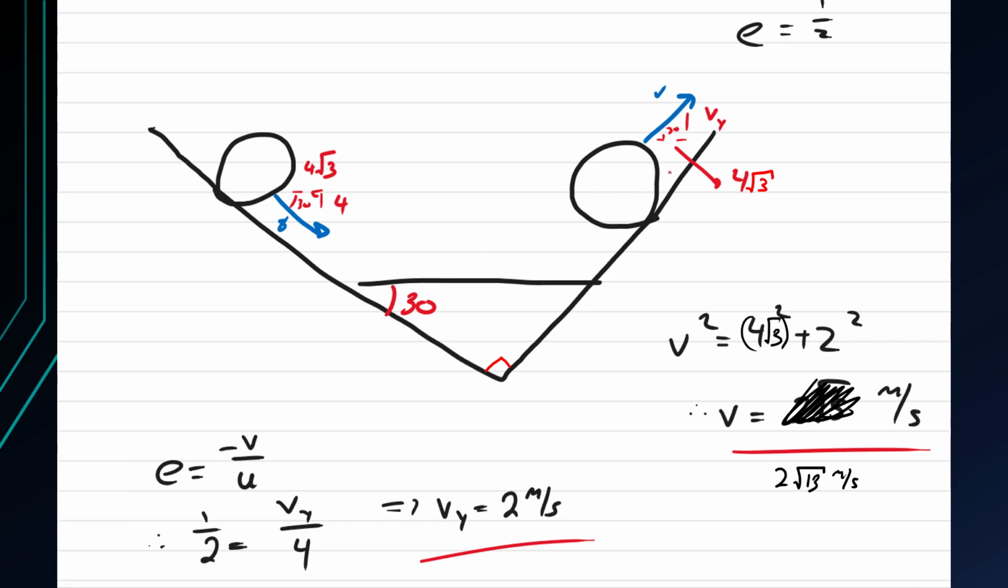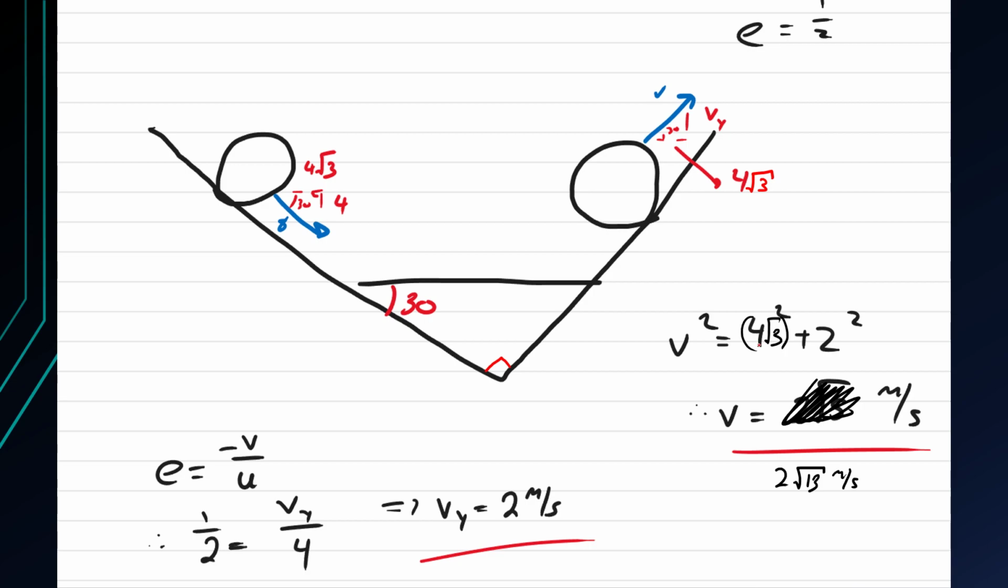So the horizontal component of the velocity isn't actually changing because there's no impact occurring along the x direction. It's only along the y direction. So this 4 is the component of the velocity that's changing. So e is minus v over u. So we have a half is, or the magnitude of e more so, is vy, so our new velocity, over 4, which means that our new velocity in the y direction is 2 meters per second.